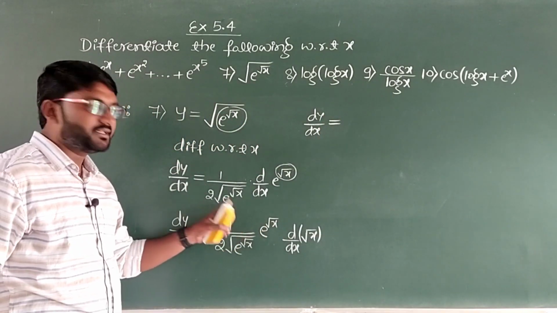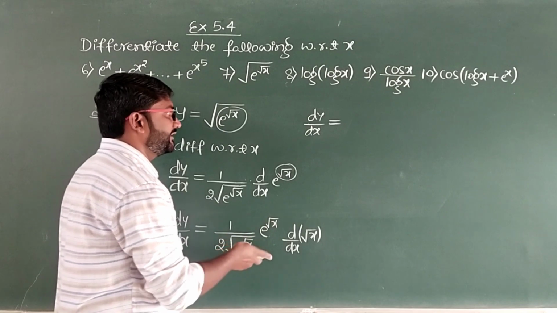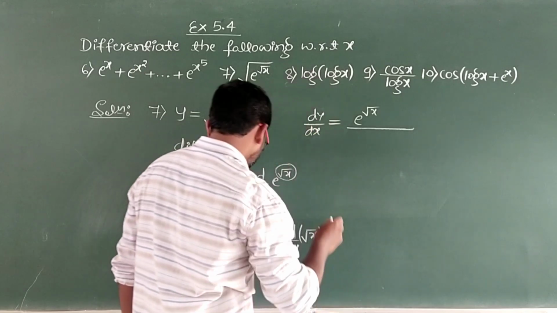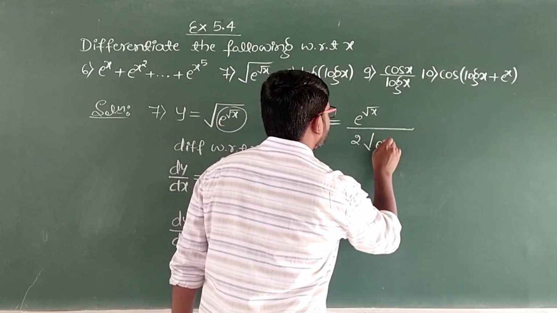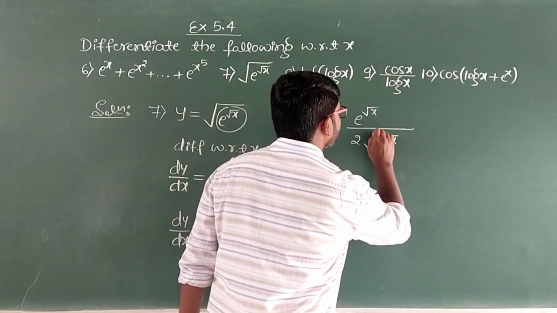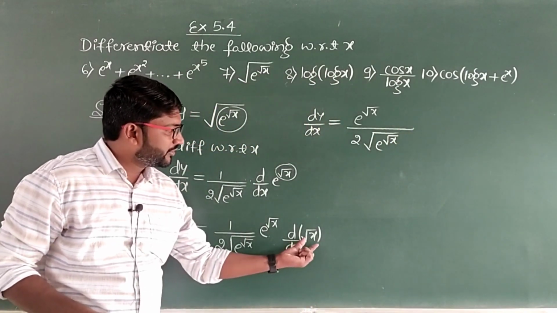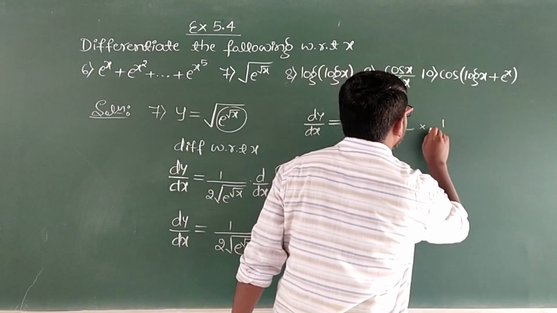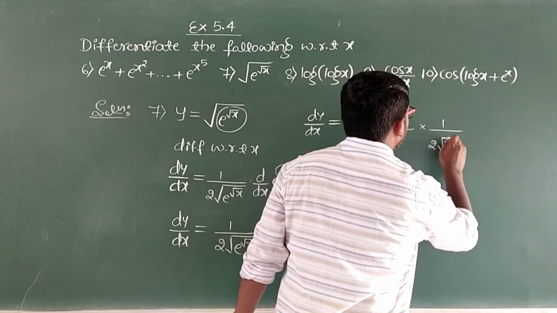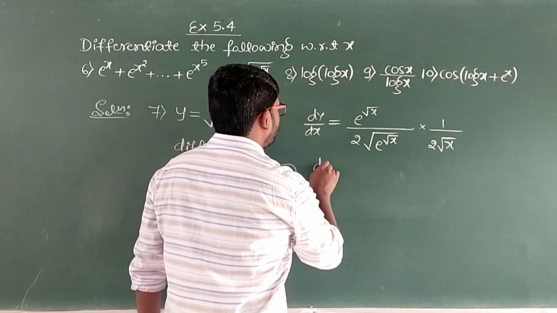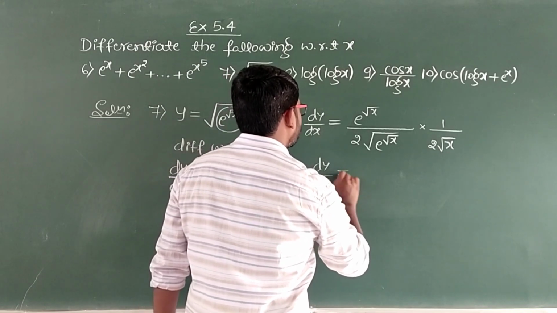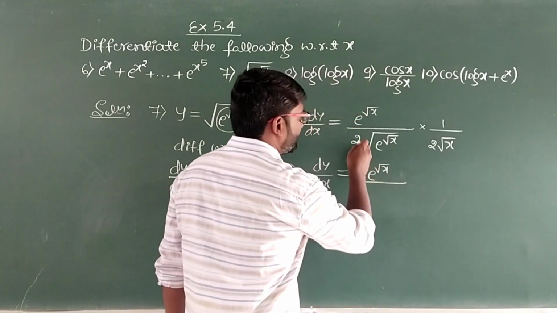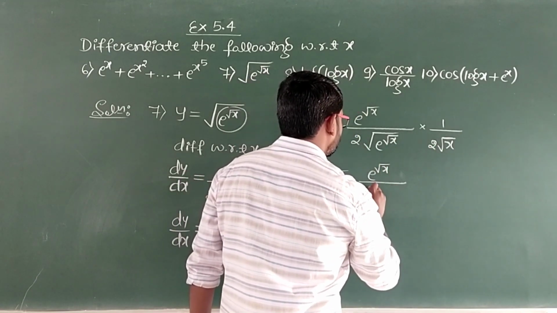So overall in the next step we have dy by dx which is equals to, I write e power root x in the numerator as it is, because e power root x into 1 it is e power root x, divided by 2 times square root of e power root x, then the derivative of root x will be 1 by 2 root x. So this derivative becomes 1 divided by 2 times root x. In the next step, dy by dx, which is equals to, write this as it is in the numerator, e power root x, then divided by 2 into 2, it will be 4.